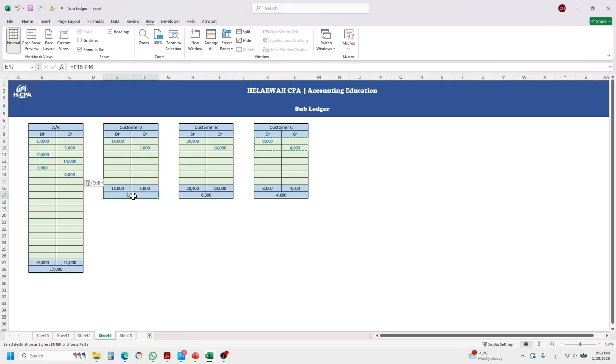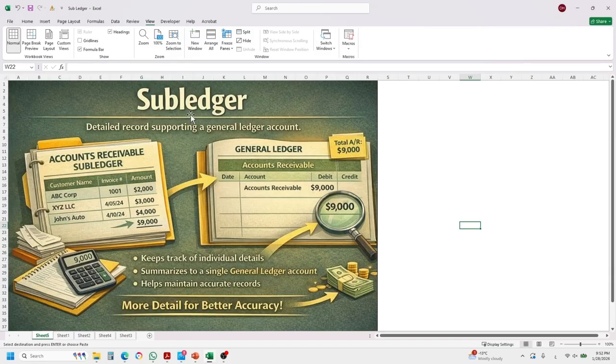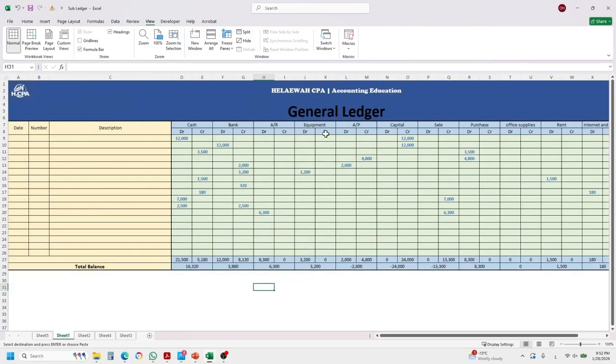Customer A 7,000, B 6,000, C 4,000, in total 17,000. And if you go to the general ledger, you're gonna see that the ending balance is 17,000 with the transactions that happened in this account. So this is the simple way to understand the subledger after we learn about the general ledger.